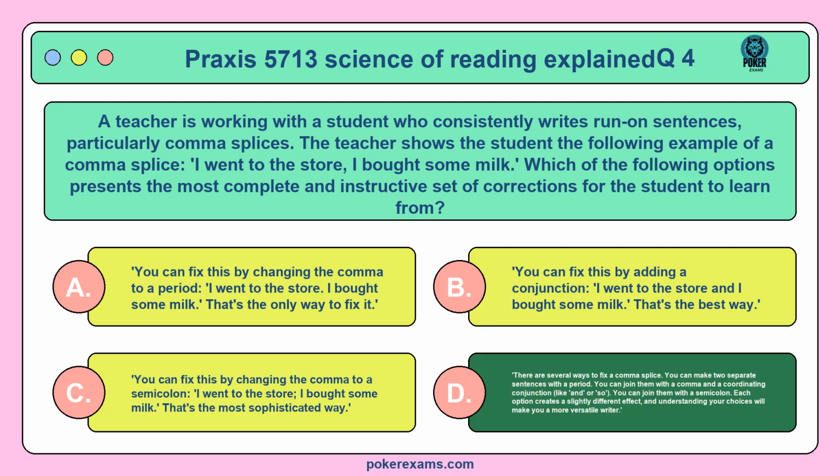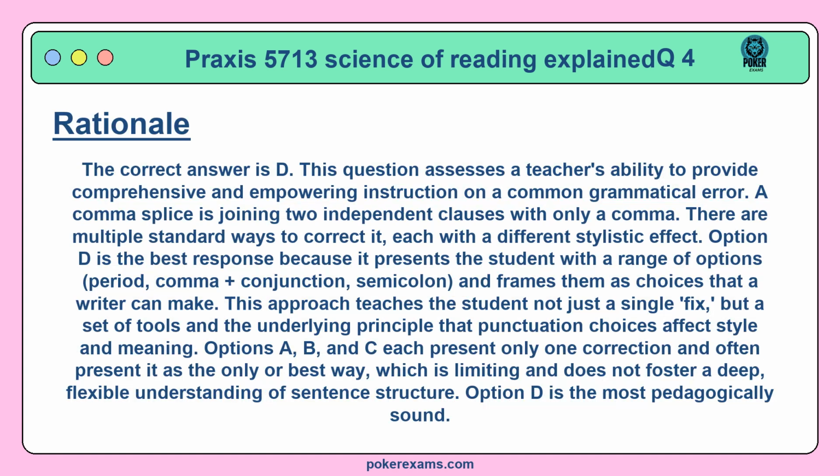The correct answer is D. This question assesses a teacher's ability to provide comprehensive and empowering instruction on a common grammatical error. A comma splice is joining two independent clauses with only a comma. There are multiple standard ways to correct it, each with a different stylistic effect.